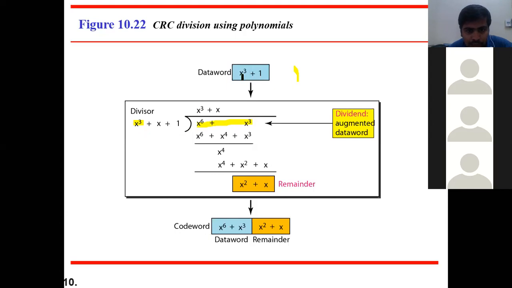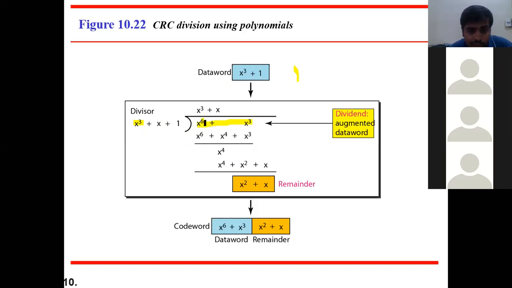So first multiply your data word with the highest coefficient of your divisor. Highest coefficient is x cube. So x to the power 3 plus 1 into x cube, you do it. Put this in a bracket and do it. Then you will get x to the power 6 plus x cube. Now you have to start the division operation for the polynomial. When you are doing the division operation for the polynomial, you need to match the coefficients. So here it is x cube, x raised to 6.